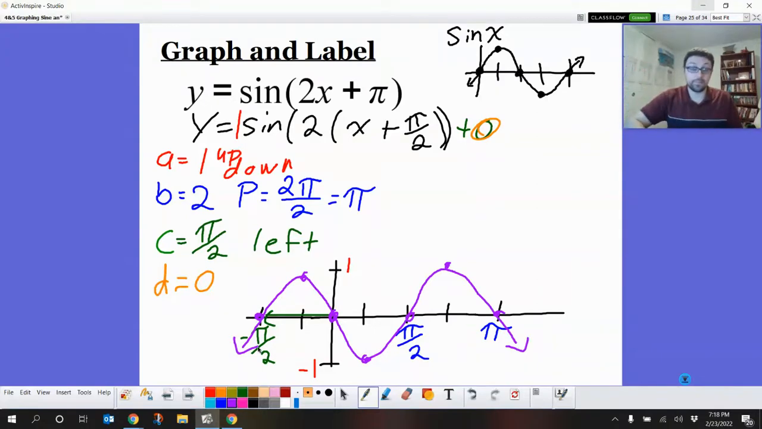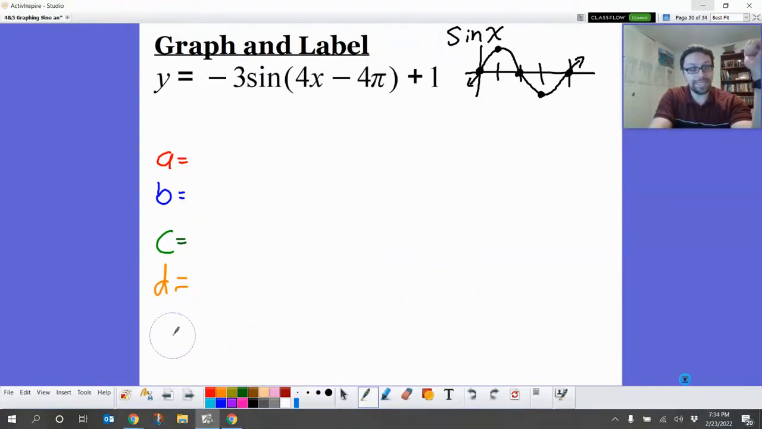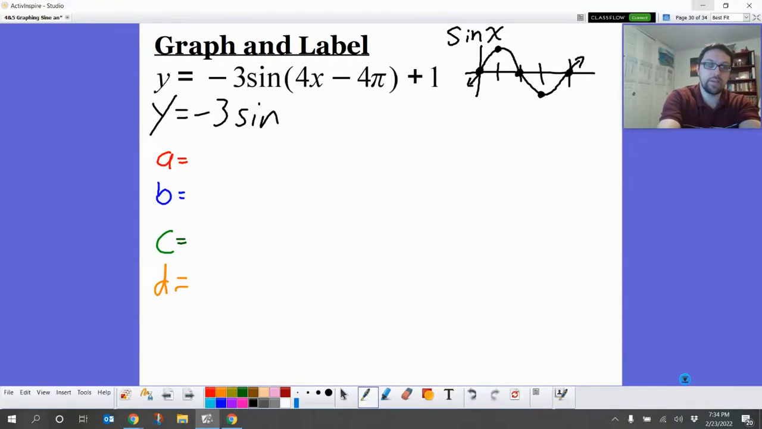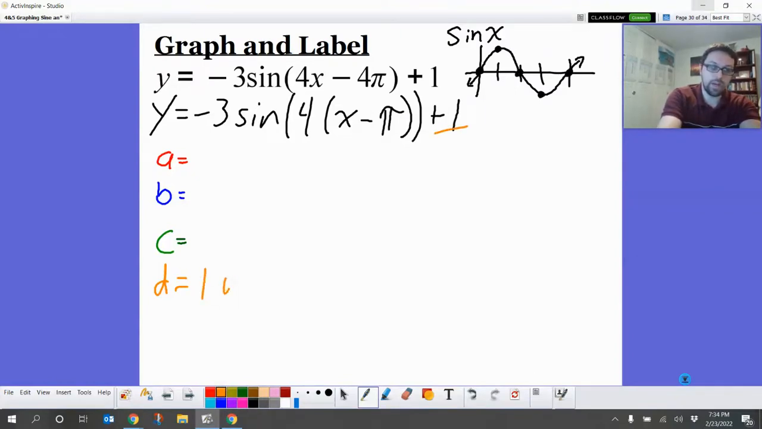All done. In this one, B and C are not behaving themselves. You can't hang out together. You have to separate yourselves. So let's factor out that B value. So we get 4x minus, we want to divide that 4 pi by the same 4 that we divided x by, our B value. So that's just going to be pi, plus 1. So that 1 is our D value, so that's going to be 1 up. Our phase shift is pi. That's going to move it pi to the right.